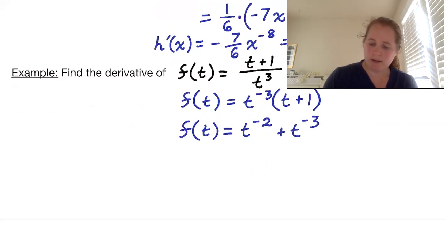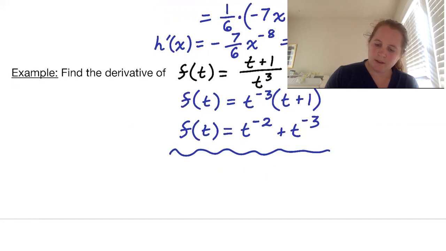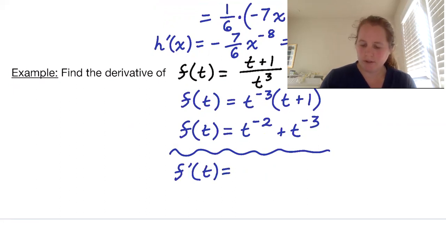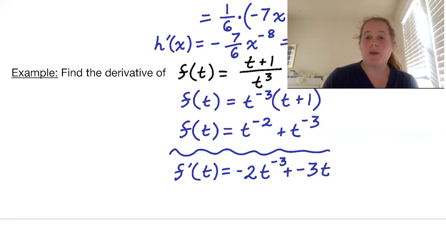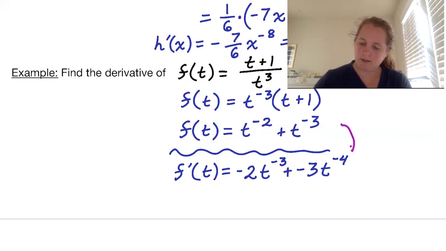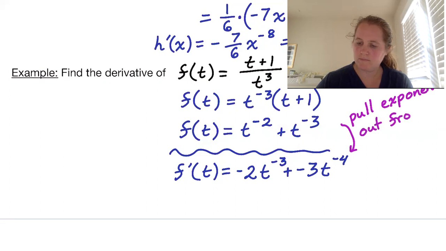So at this point, we can go ahead and take the derivative. So we would have f prime of t is equal to, pull the power out front, negative 2 t to the, drop the power by 1, we would drop to negative 3. Then we have plus, we pull the power out front, negative 3. Then we drop the power by 1, so we have t to the negative 4. So again, to go from here to here, we pull the exponent out front and drop the power by 1.